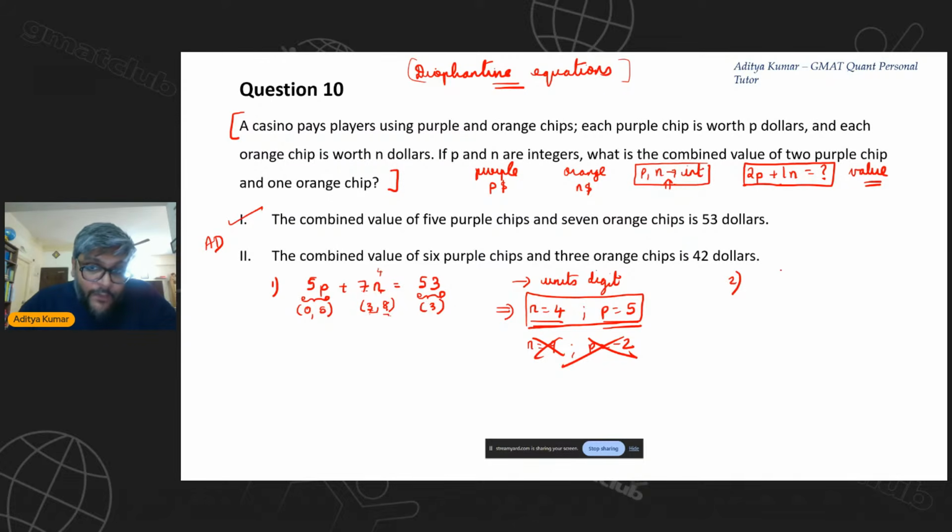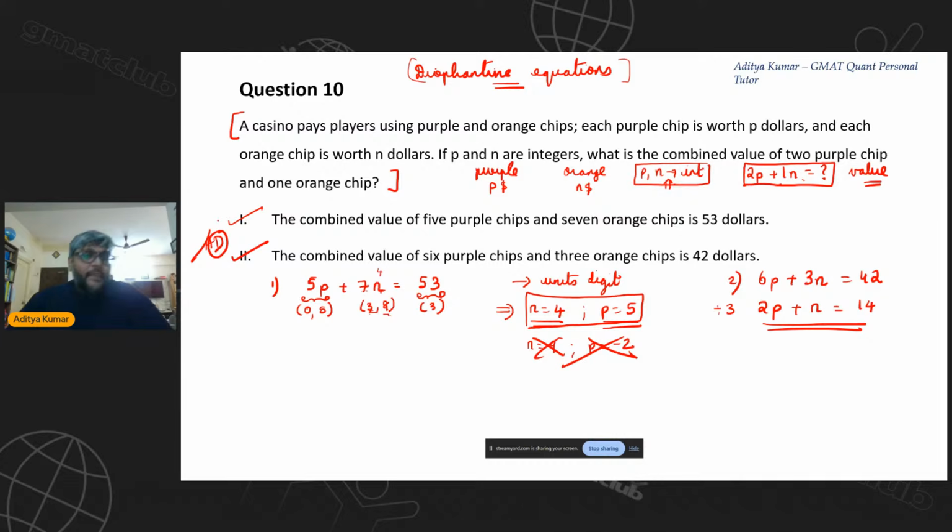The combined value of 6 purple chips plus 3 orange chips, or 3n, is 42. Don't just stop there and say it's not enough. You see that there are certain things that are common. So remove the common factor. I divide throughout by 3. 2p plus n is equal to 3 ones are 3, 3 fours are 12. That gives me 14. Exactly what I want. Sufficient as well. Delta. Got it?